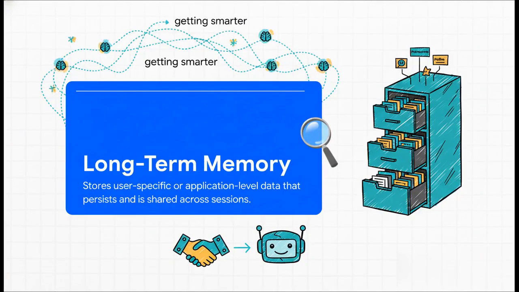And that's where long-term memory comes in. Oh man, this is the real game changer. This is like the agent's permanent filing cabinet. This is where it can store your preferences, remember key facts from conversations you had weeks ago, and build up a useful profile over time. This is what makes an agent feel personal and lets it actually get smarter with every single interaction.